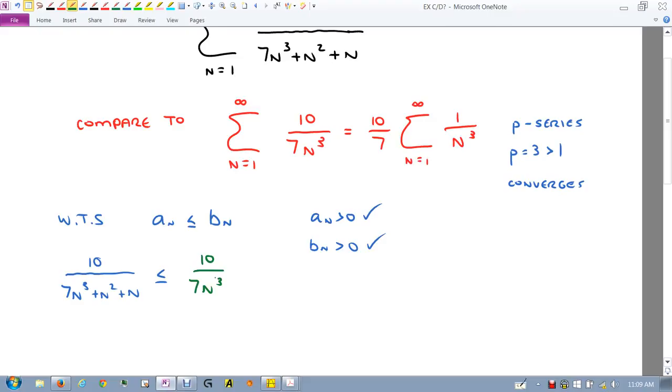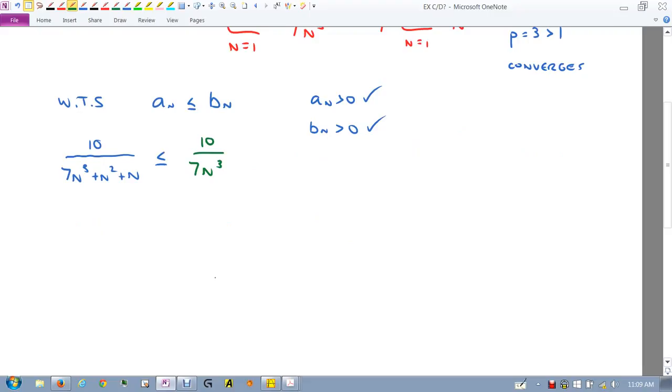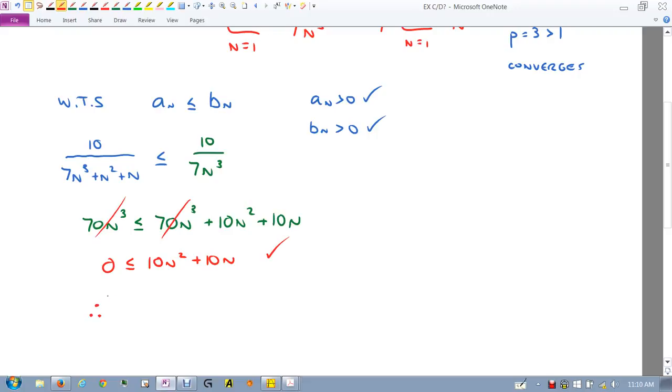You'll get a 70n cubed on both sides, right? Which will go away. And I told you I was just going to set it up. I may as well take it the whole way here. Is that true? Yep, it's true. Therefore, the original series does the same thing.